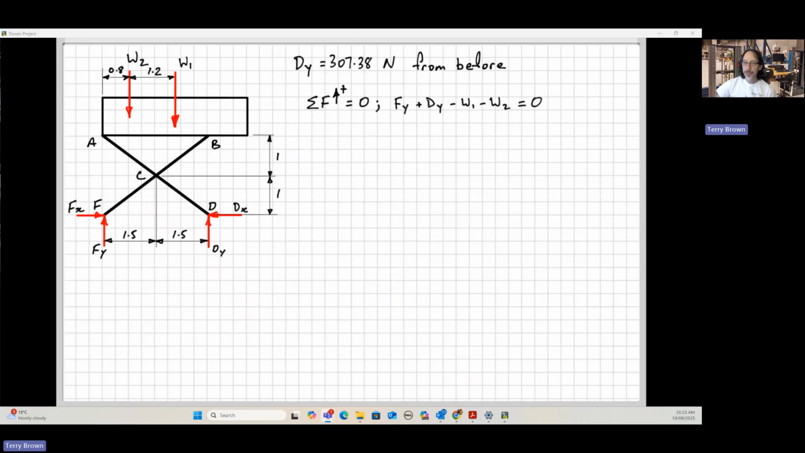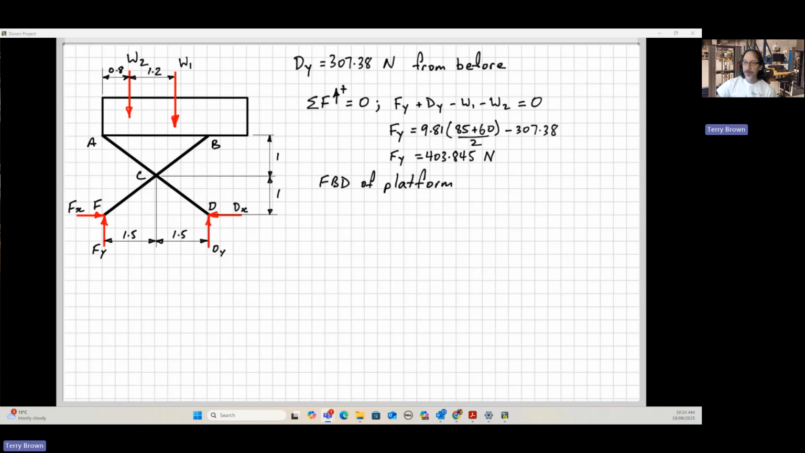So we can put all those in. So we have Fy, Dy that we found before here, and the 2 weights that we know. So we can rearrange that equation and solve for our unknown vertical reaction force at F. Do our maths, and we get 403.8 newtons. All right, so I haven't actually gone and written in the horizontal force equation here because I can see that I'm just going to get Fx is equal to Dx, and I don't know either of them yet.